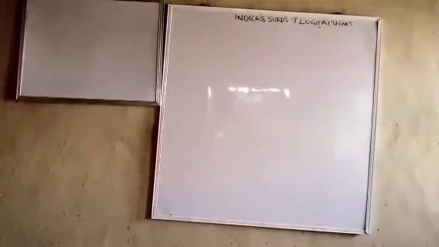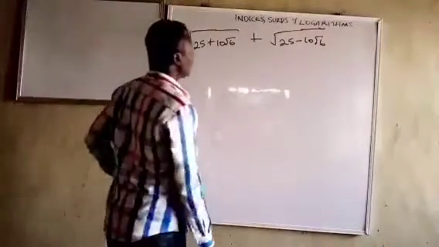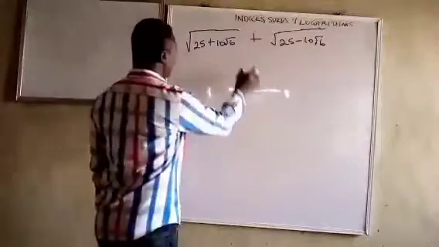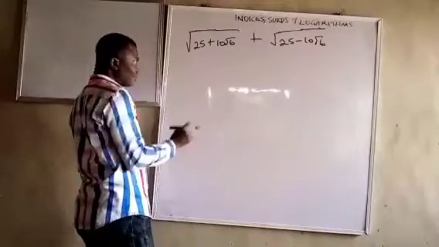Now let's start. We have a question: root of 25 plus 10 root 6 plus root of 25 minus 10 root 6. There is a way we have treated how to handle square root of surds, and when you handle it, you make certain observations. I will handle this now.